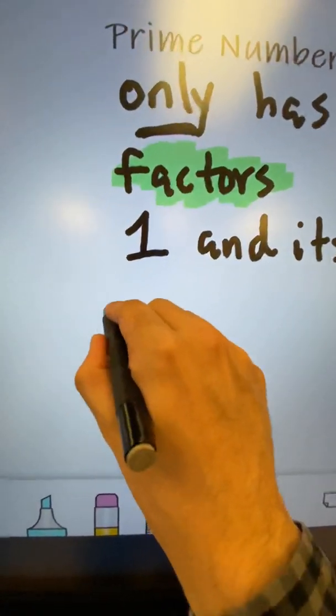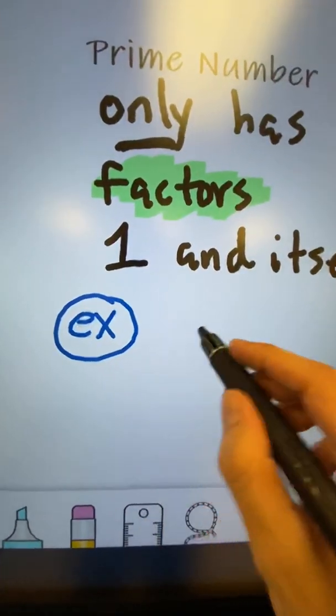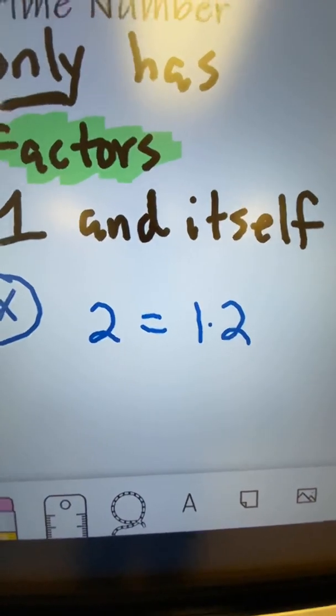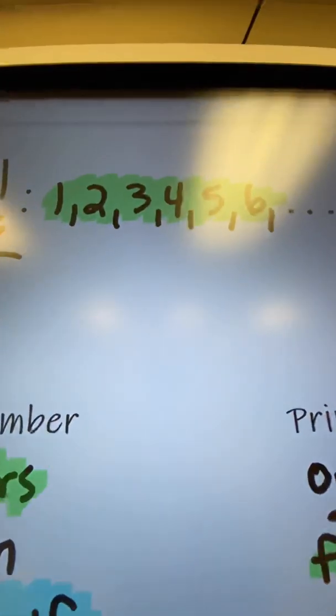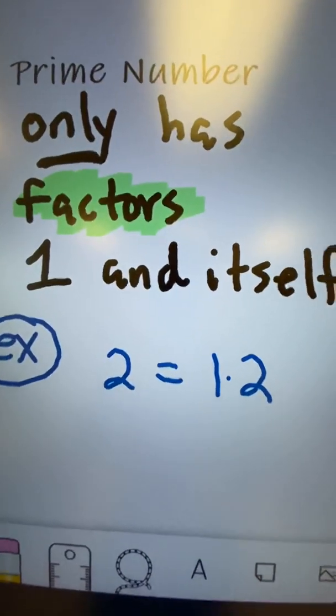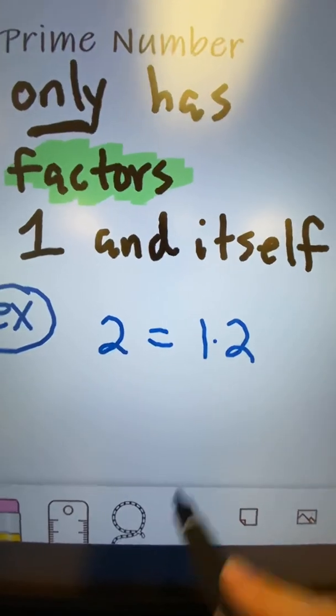And if you compare that to, for example, the number 2, the only factors for 2 are 1 times 2. That's it. There's no other combination of numbers that I can use from that list that when I multiply them together, I get 2. That's why this is a prime number. So the only factors are 1 and itself.